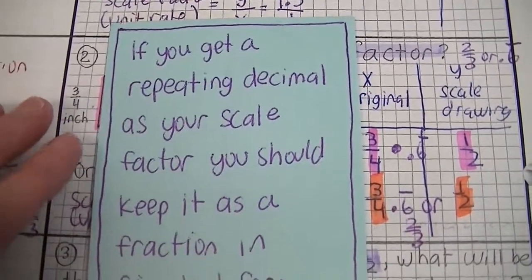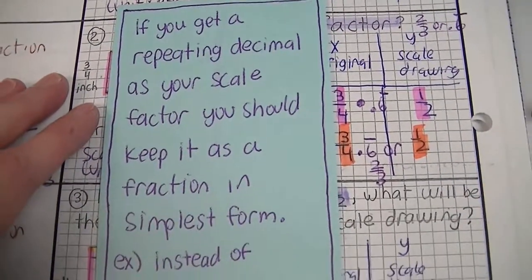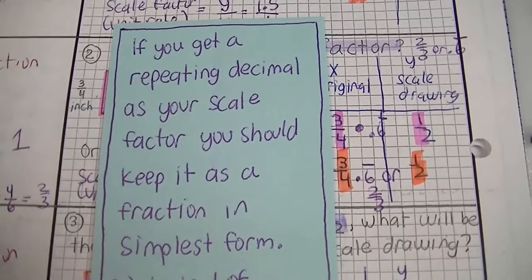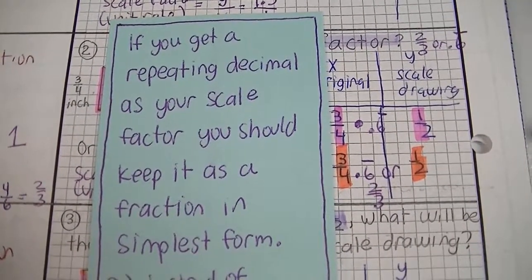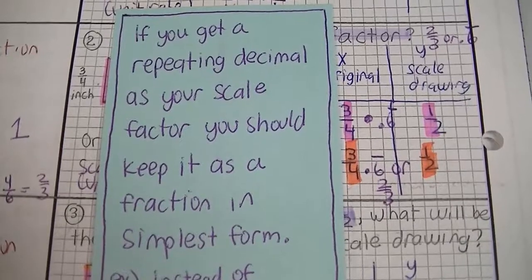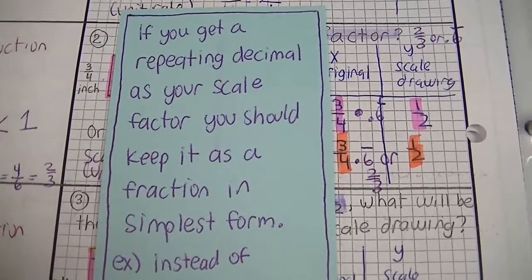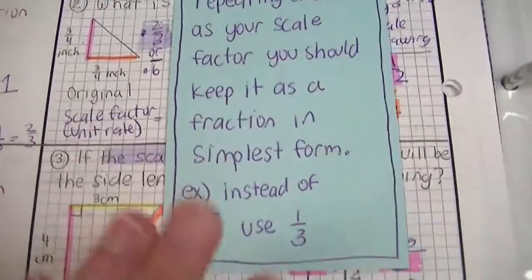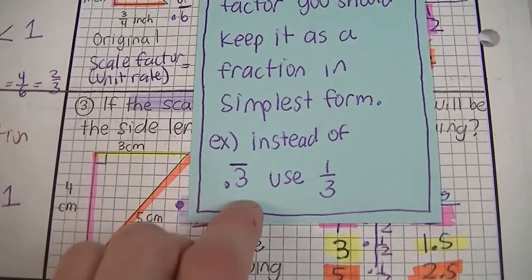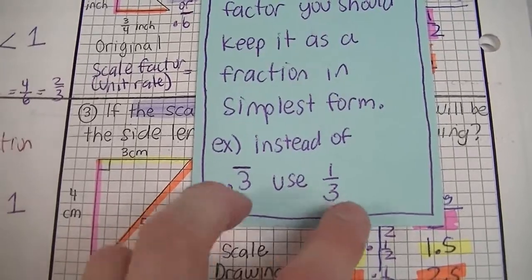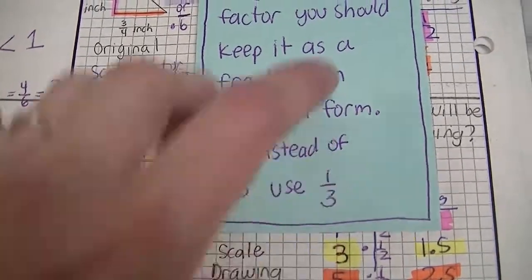If you get a repeating decimal as your scale factor, you should keep it as a fraction in simplest form. That's just what they prefer with scale factor. They don't really like repeating decimals. Although it's not incorrect, it's just preferred that you keep it as a fraction in simplest form. So for example, if for some reason you got 0.3 repeating, just use 1/3 instead. They're both equal to each other, but this is more preferred.